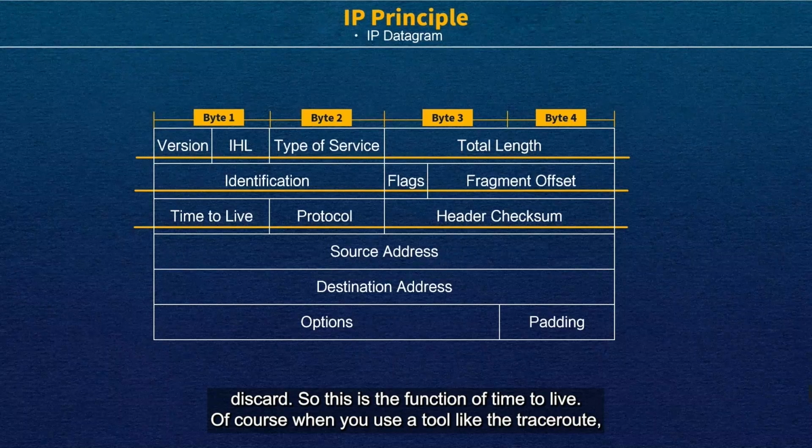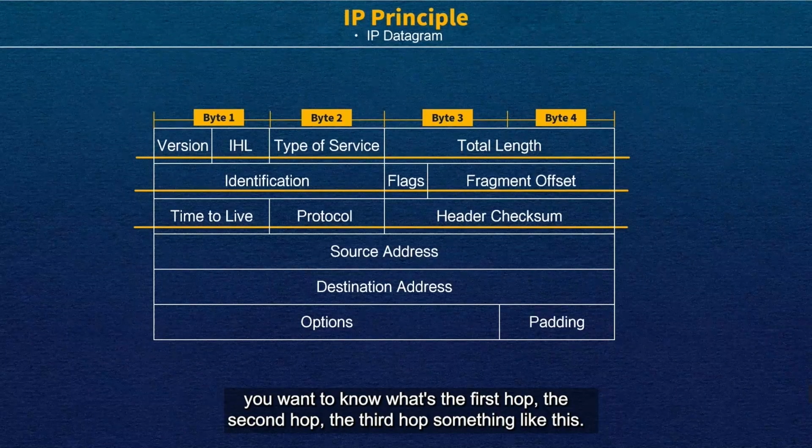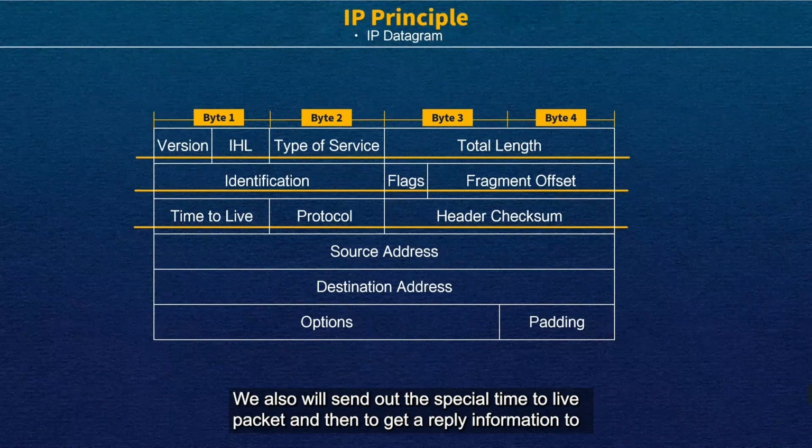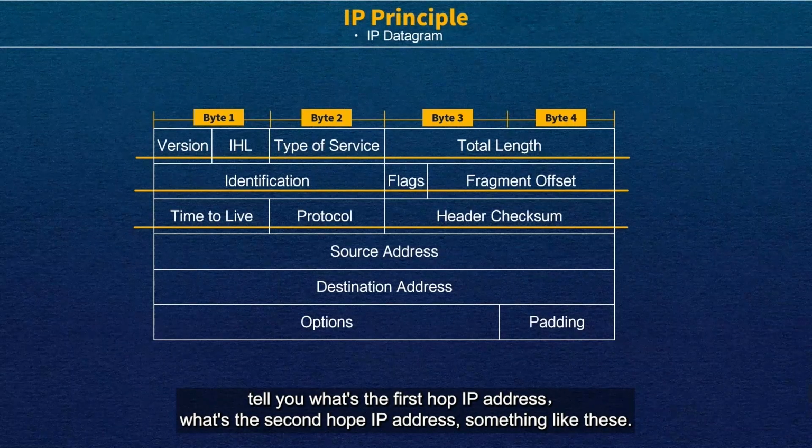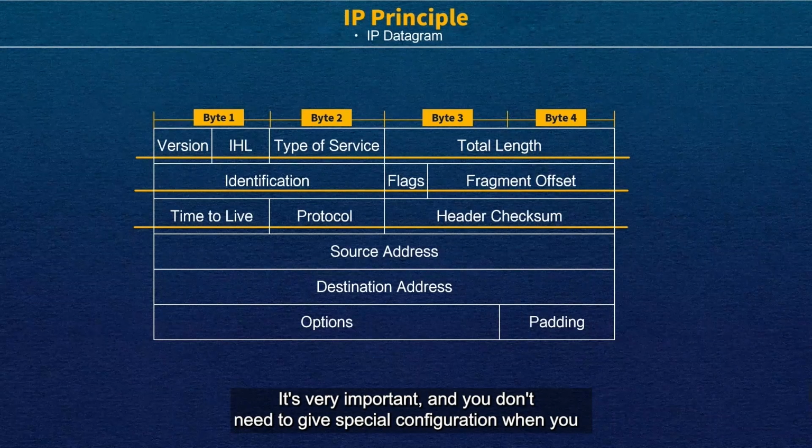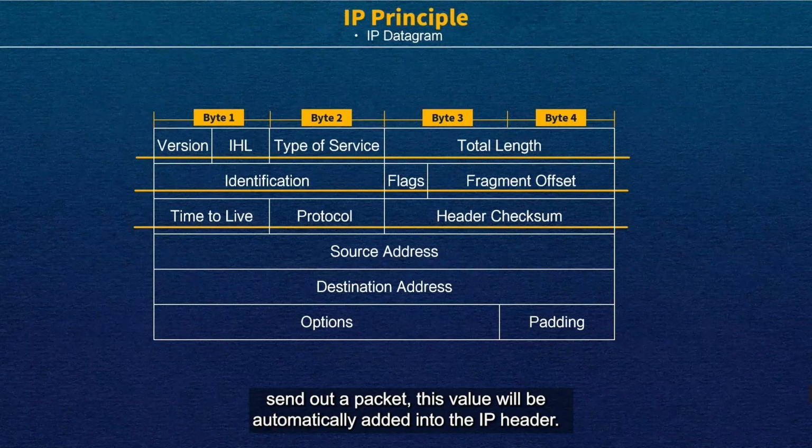Of course, when you use a tool like traceroute, you want to know the first hop, the second hop, the third hop, and so on. We also send out special time to live packets and get the reply information to tell you the first hop IP address, the second hop IP address, and so on. It's very important. You don't need any special configuration. When you send out the packet, this value will be automatically added into the IP header.